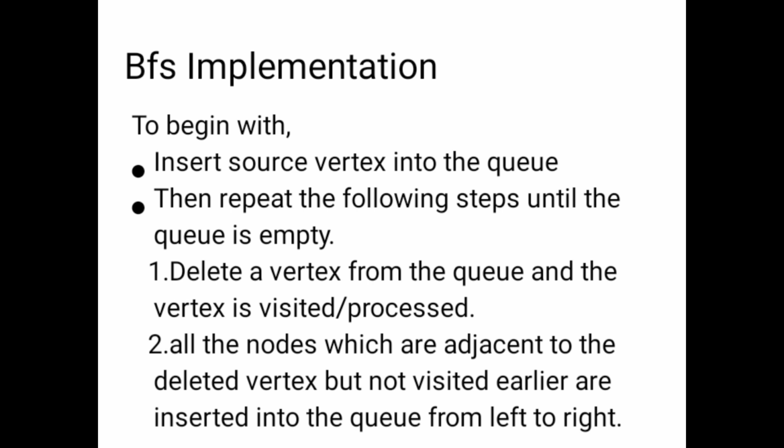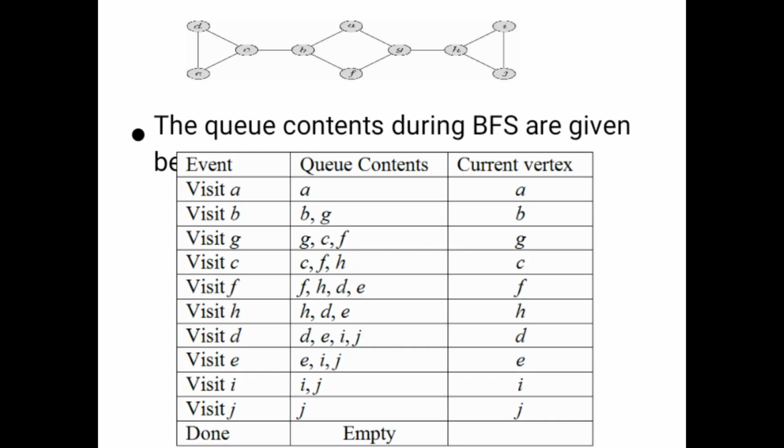Delete a vertex from the queue, and the vertex is visited or processed. The element at the front of the queue is deleted, and all the adjacent vertices to the node are inserted into the queue. All the nodes which are adjacent to the deleted vertex but not visited earlier are inserted into the queue from left to right. We will take up an example and see the implementation of BFS.